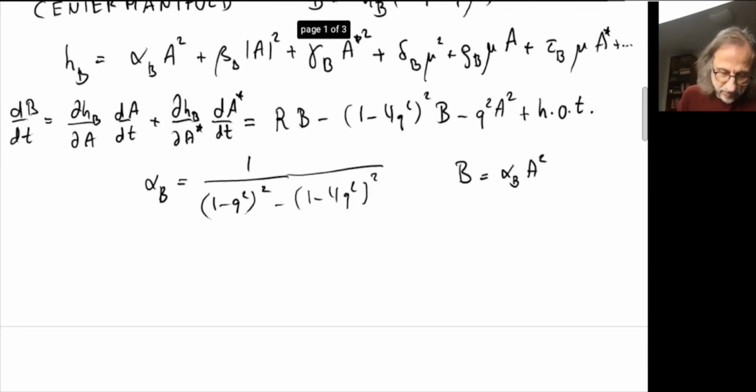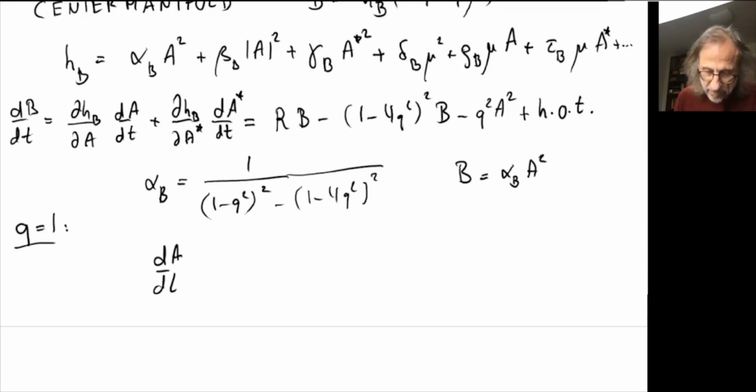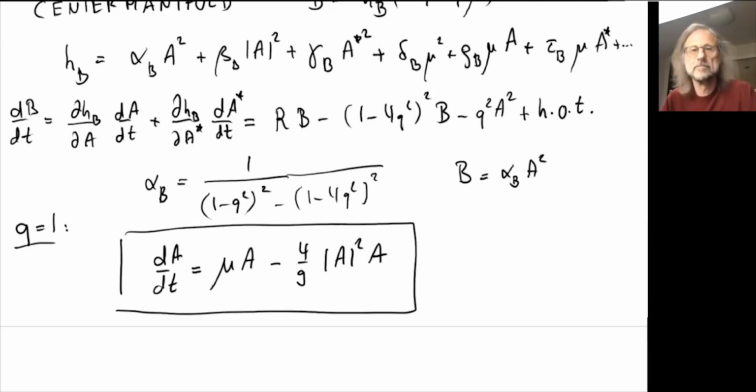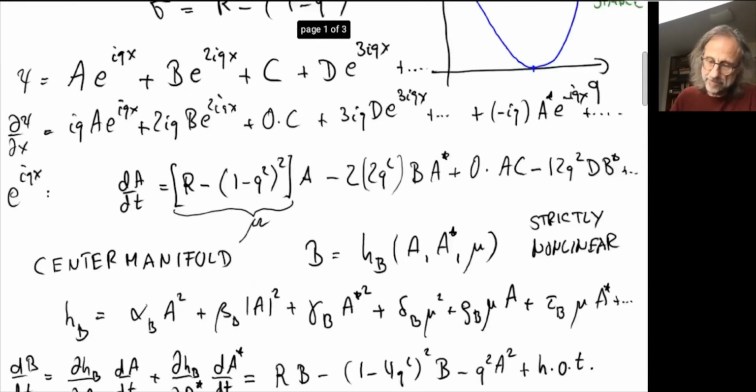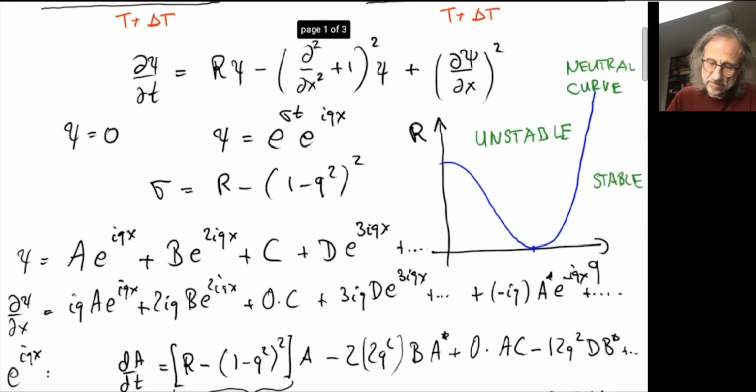Let me assume for simplicity that we're really at the minimum. So we are at q equals 1. And in that case, we get dA/dt is equal to mu A minus 4/9 |A|^2 A. Okay. We've derived a nice little ODE that describes what happens in this PDE when you increase the control parameter just a little bit about r equals 0.